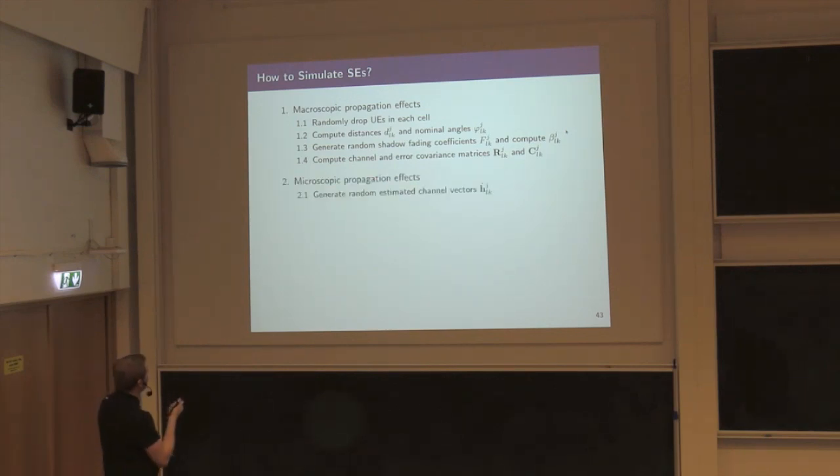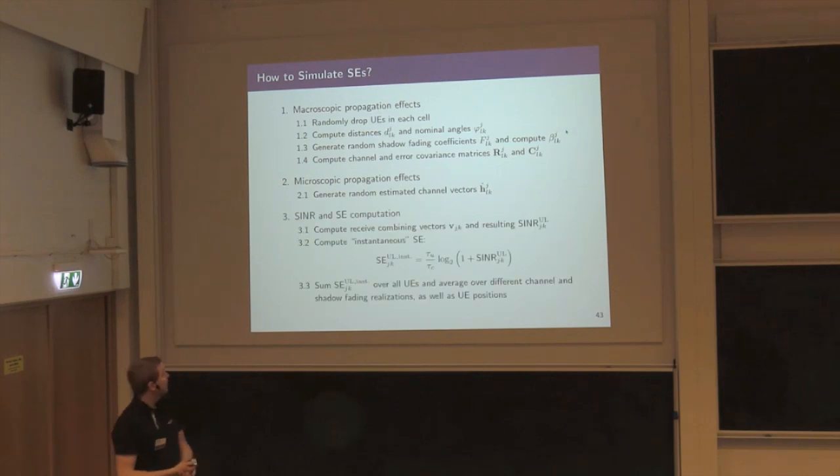Next case, you go to the microscopic propagation effects and generate random estimates of the different channels. When you have those, you can compute some kind of instantaneous spectral efficiency. That's the same thing as we had before, but without the expectation. So you compute what you get for one particular channel realization.